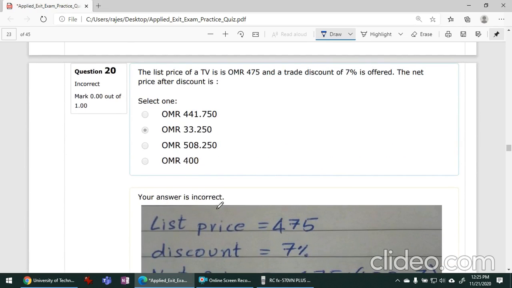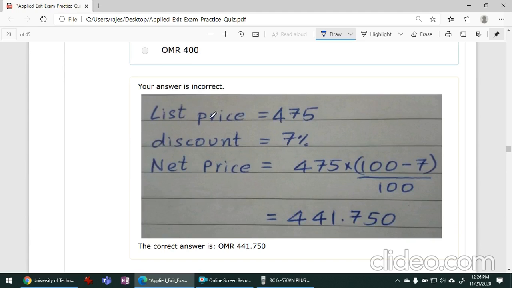Now question number 20. The list price of a TV is, when we go to the mall or supermarket, you can find the price of the TV. There will be written OMR 475 and they are giving a trade discount of 7%. What is the net price after discount? I want to know the price, how much I should pay in the shop. Look here, list price is 475. What is the discount? 7%.